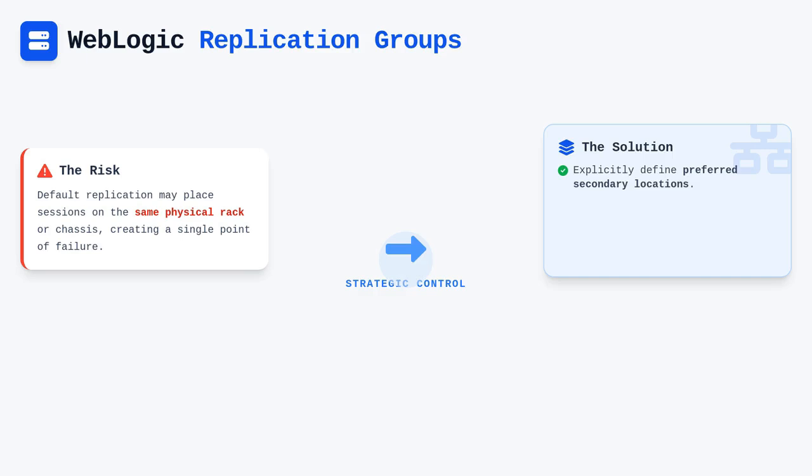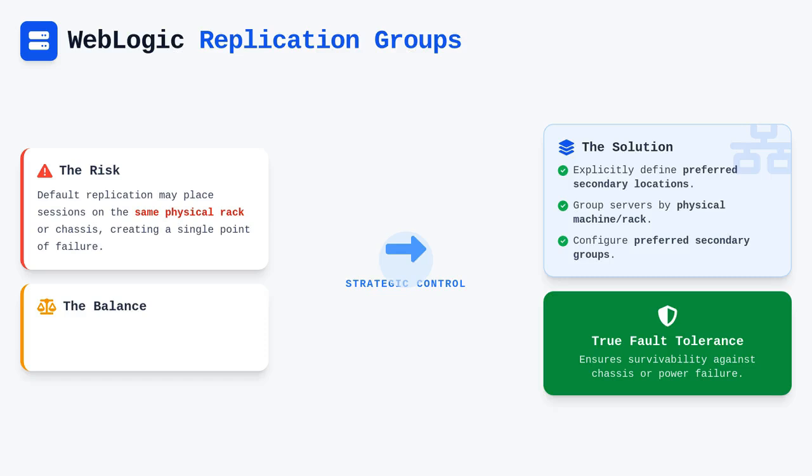Replication groups allow you to explicitly define preferred secondary locations by grouping managed servers, ensuring that the secondary session is hosted on a completely different machine or at least a different physical rack. You configure these groups within the cluster settings by assigning each managed server to a specific replication group and defining a list of preferred secondary groups. This approach mitigates the risk of a single chassis or power supply failure affecting both the primary and the secondary session copies simultaneously. It is an exercise in capacity planning where we balance the overhead of network traffic against the requirement for physical redundancy.